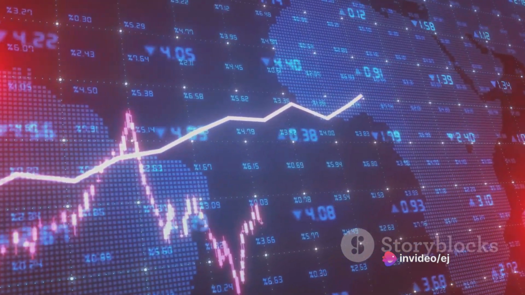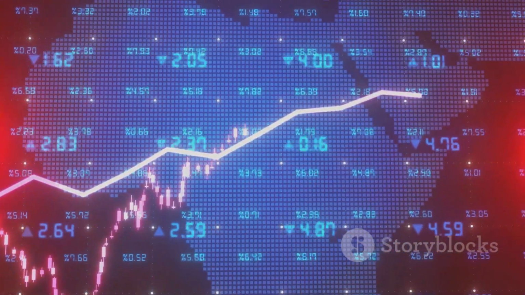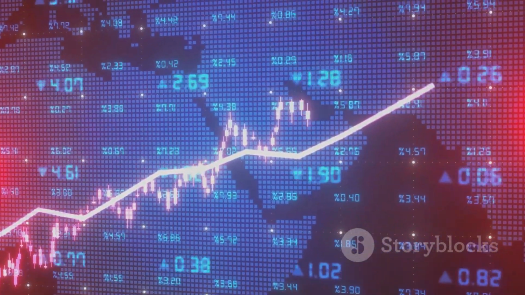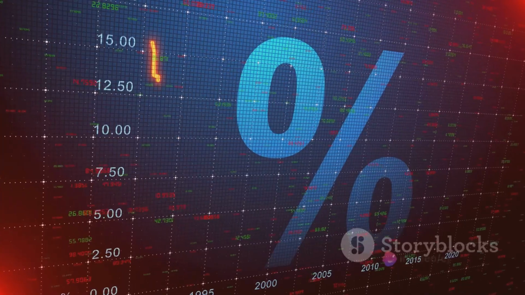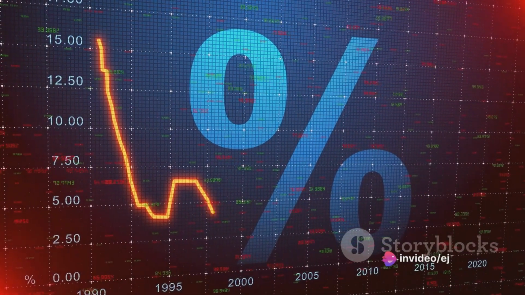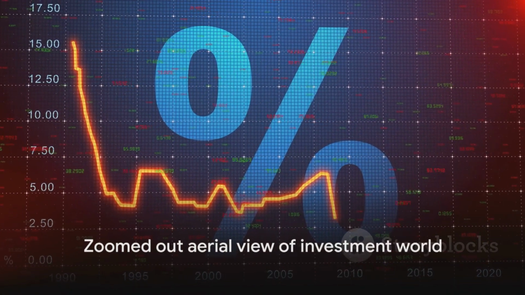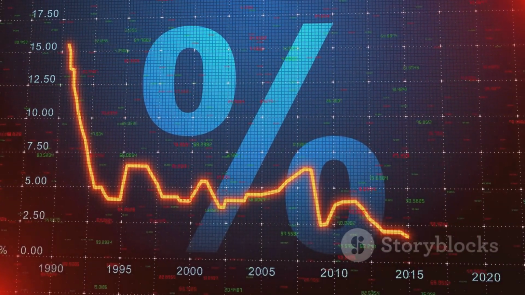Finally, there's interest rates. These are like the winds that can either push your investment ship forward or hold it back. Low interest rates can stimulate economic growth, making it cheaper to borrow and invest. Conversely, high interest rates can slow down the economy, making investments more costly. With economic analysis, we zoom out to see the investment world in its entirety.